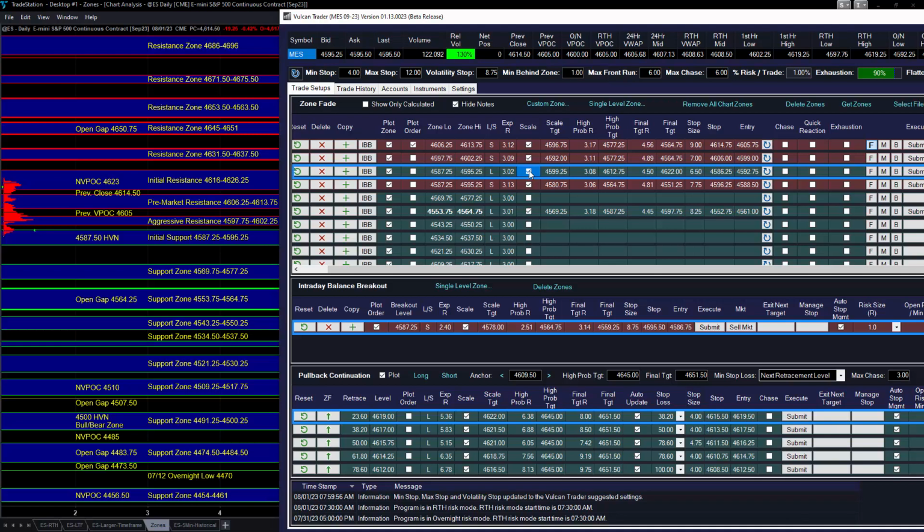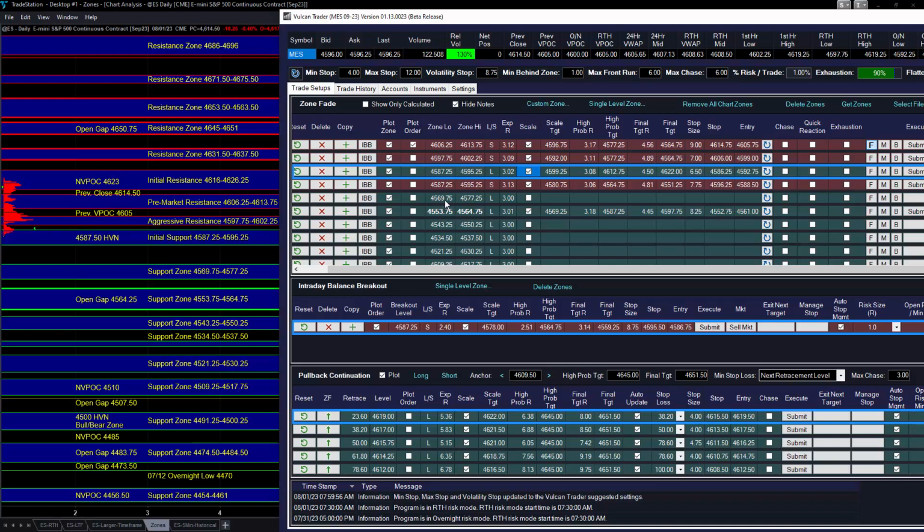Especially, I think, on a day like today, when the overnight session has been quite weak, and even if the market does end up going back up, it may do so in smaller steps and sequences, and it may struggle to go back up. So in that type of situation, I think it's even more beneficial to scale out. So that's how we can set up our initial support long.